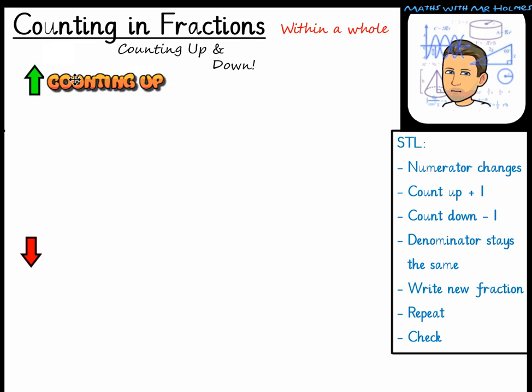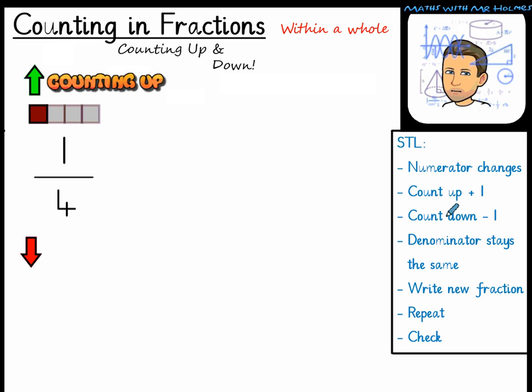Let's start by counting up. We'll have our first fraction. That's 1/4. Today we're going to use bar models. Well, special ones. Chocolate bar models. As you can see, we've got 1/4 of our chocolate bar, one out of four equal pieces.